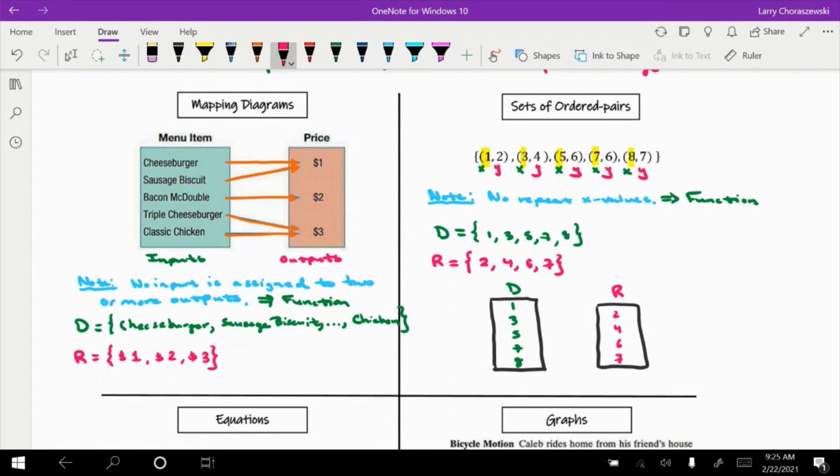And to wrap up this mapping diagram, you can look at the ordered pairs and just see how the x values are being assigned to y values. So in the first ordered pair, we have 1, 2. So that means 1 is being assigned a y value of 2. So I'm going to draw an arrow from 1 to 2. 3 is being assigned a y value of 4. So I'll draw an arrow from 3 to 4. 5 is going to 6. 7 is going to 6. And then 8 is going to 7.